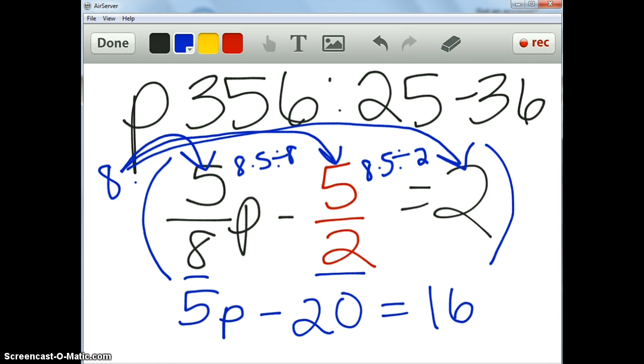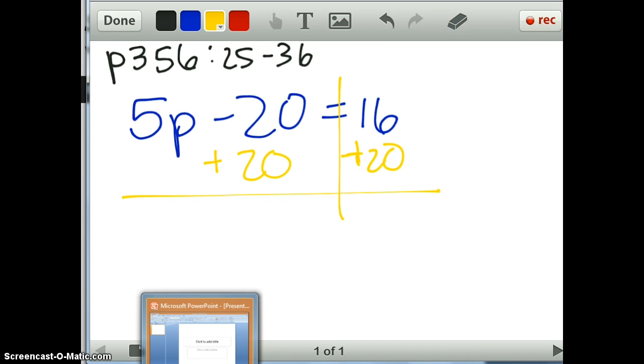So now I just keep following the process that I did before. This is a lot nicer. They're equivalent. I just got rid of those fractions so it doesn't look quite as scary. So I draw my line down. How am I going to undo minus 20? Good, you're going to add 20 to both sides. When I do that, I run out of room. So I'm going to stop for a second and rewrite it.